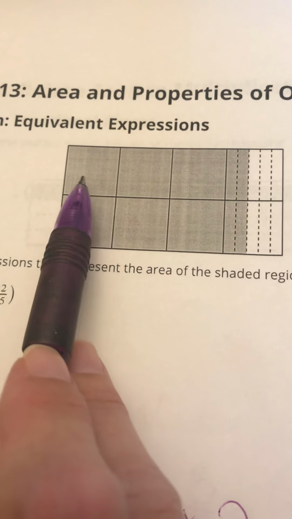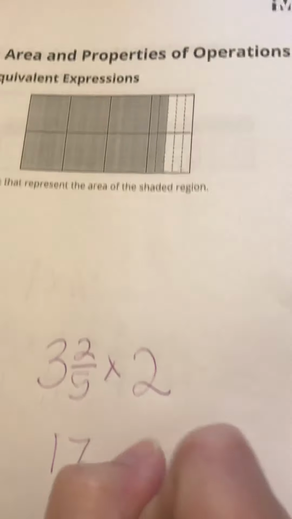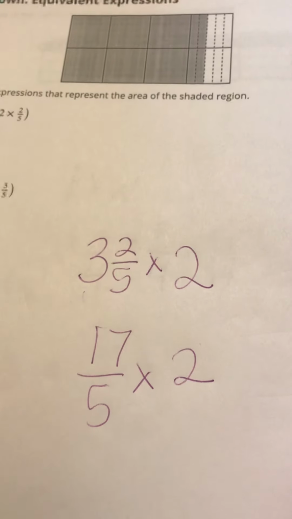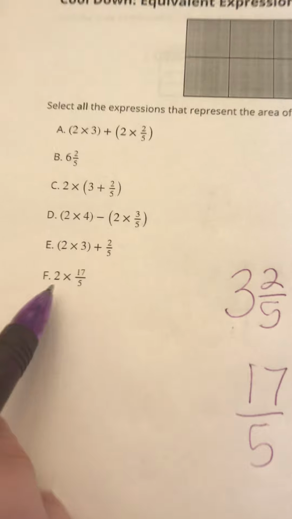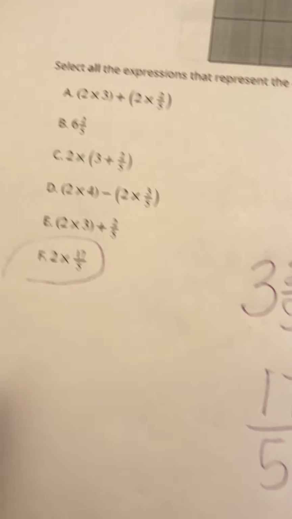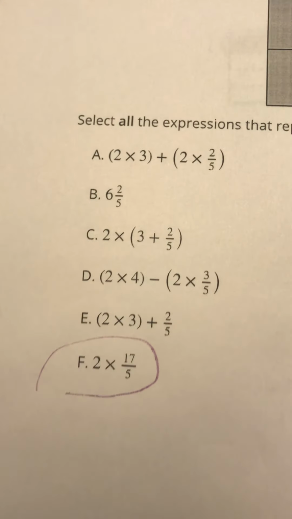We could also think of this, because this one's divided into fifths, all of these would be divided into fifths. So that would be 5, 10, 15, 16, 17. So 17/5 times 2 would also work. And so now I can look at the choices they give me. So I see right here I've got 2 times 17/5, which is the same as the one that I wrote. I just switched the factors around, and that doesn't change the answer. And then now I can look at these other choices.